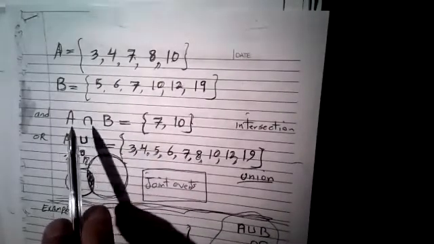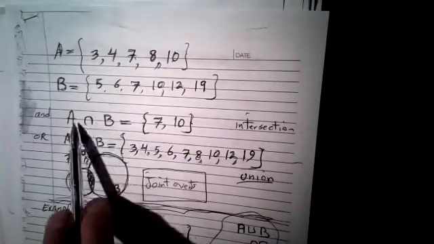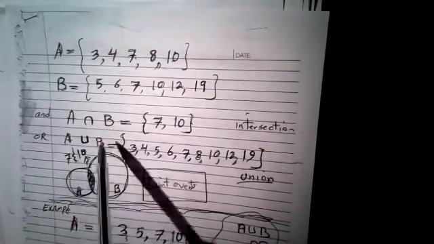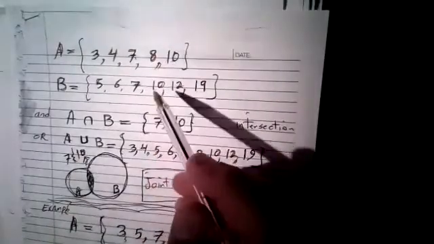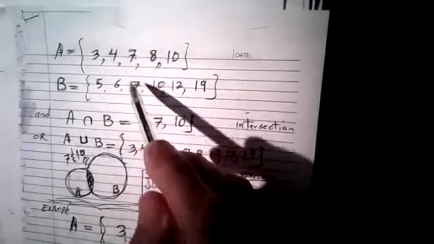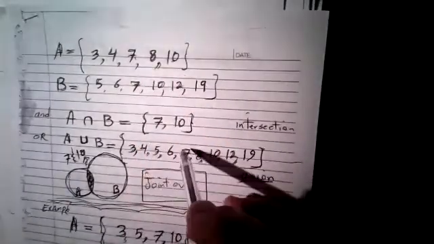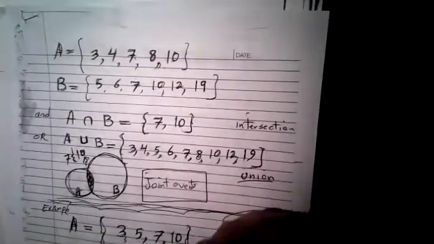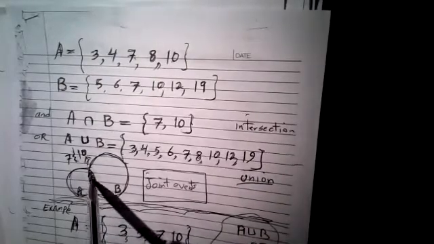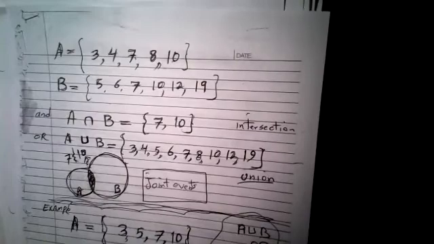What is intersection? This is a symbol for intersection. Intersection means when you overlap these two, what numbers do they both share? They both have 7 and 10. That's what intersection means. You overlap and you see what numbers do they both share.